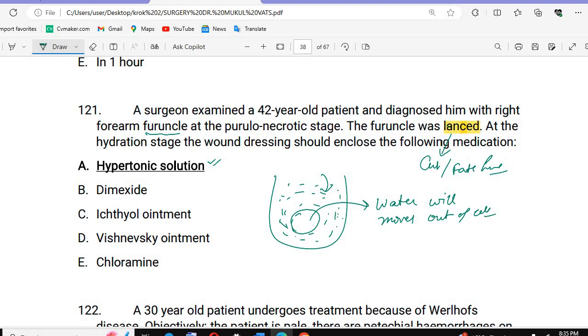When we use the hypertonic solution, the fluid that is present inside will be moved out of the cells, so all the dirty water will be removed. That's why we give hypertonic solutions. Is that clear?